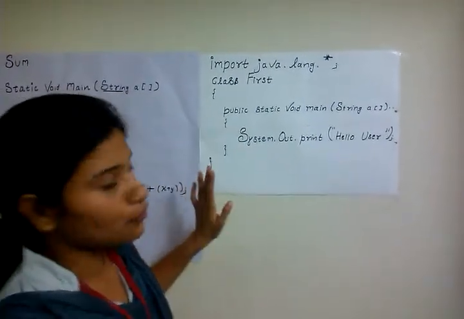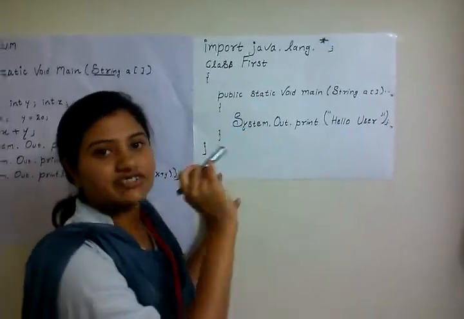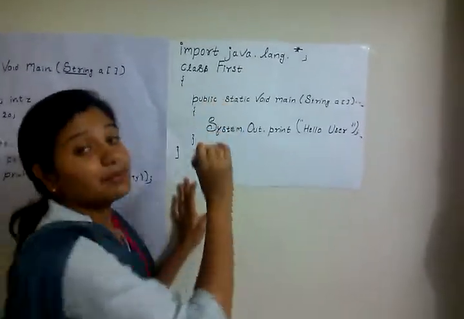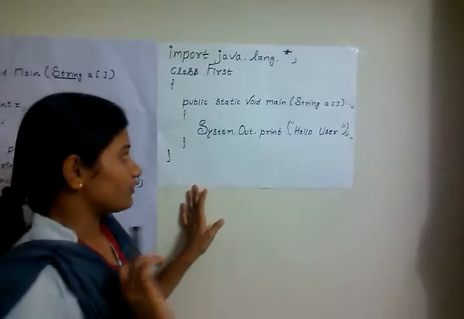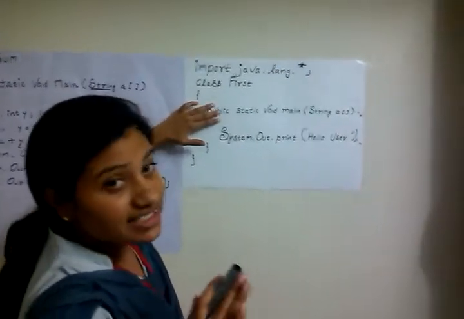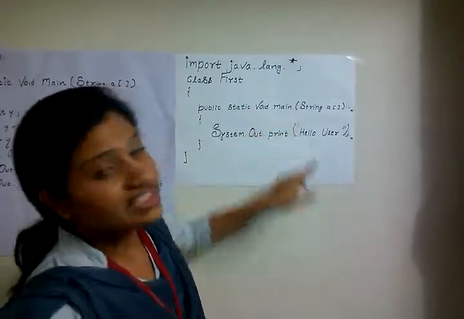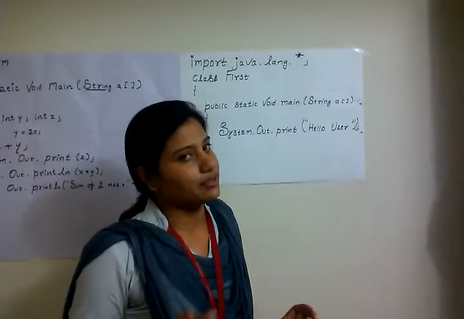Now, any Java program starts with a class, and the name of a class always starts with a capital letter, as it is a pure object-oriented language. The JVM, that is Java Virtual Machine, understands that it is a Java program through this line, that is public static void main. This is all about how we can import classes.